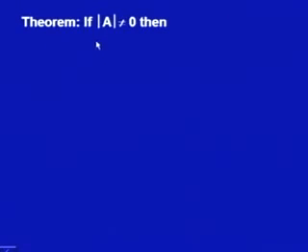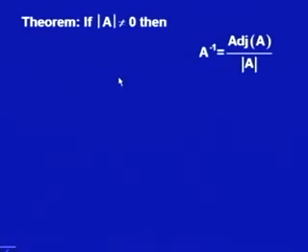Now, we have a result which says that if determinant A is not 0, then A inverse is equal to adjoint A divided by determinant of A. Once we prove this, it becomes a formula for finding A inverse. That is the importance of adjoint of A.